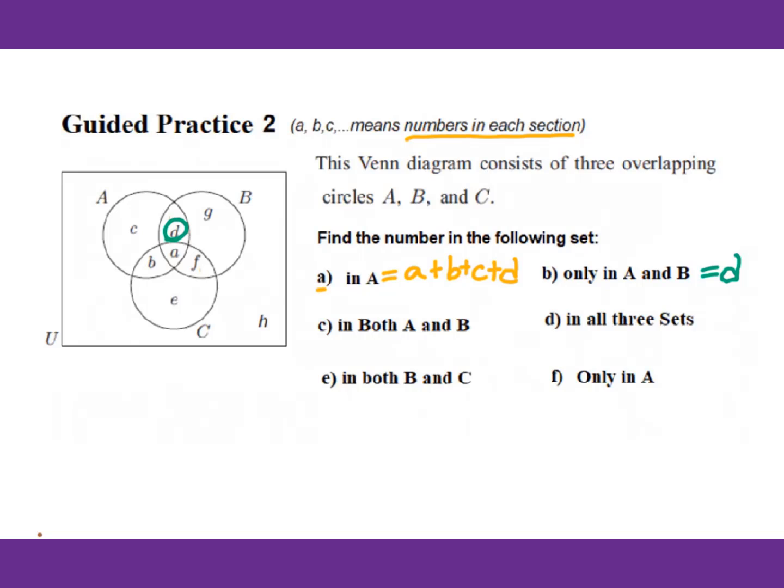In both A and B, we don't have 'only'. That means A and D count. This is both A and B. Therefore, that is A plus D. In all three sets, definitely that will be A. Check E. In both B and C will be this, that means A plus F. Only in A, that's C.